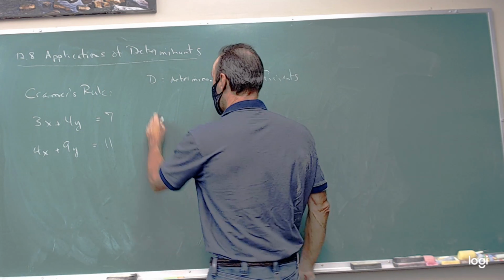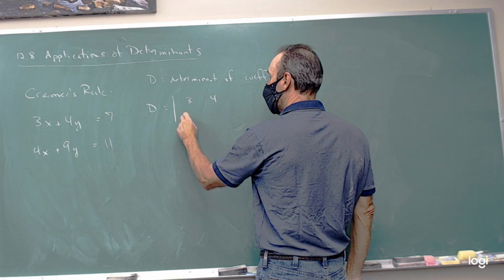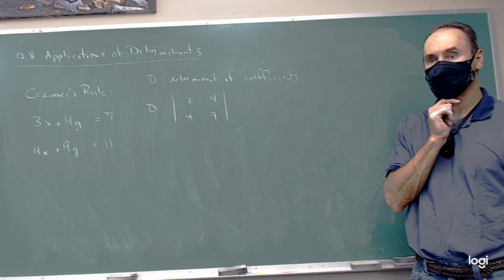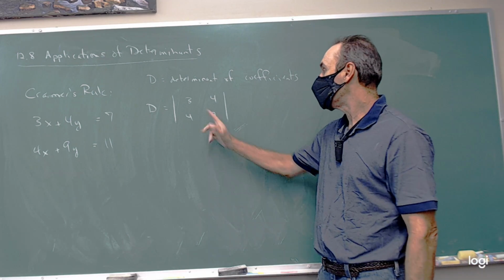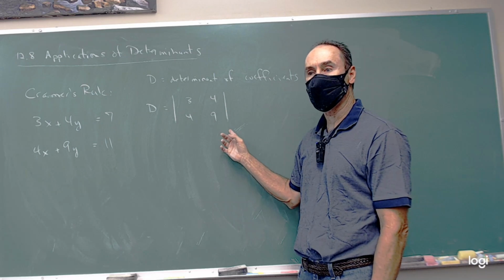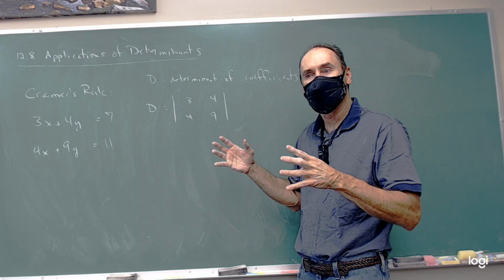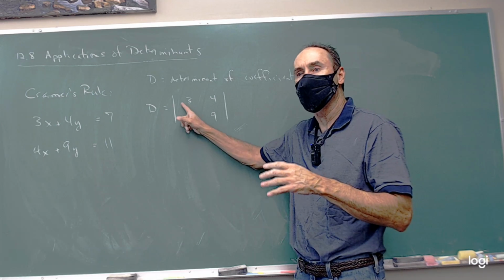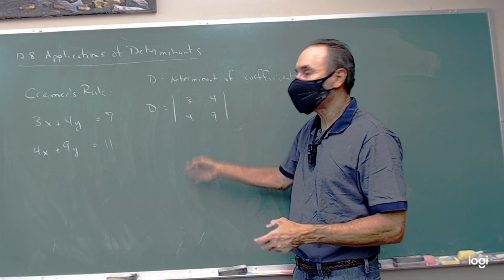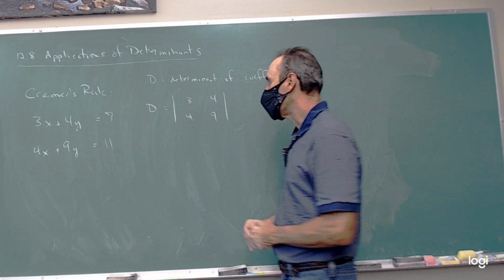Their coefficients form a 2 by 2 determinant. 3, 4, 4, 9. Okay? You can see row 1 is the first equation, row 2 is the second equation, with just the essentials. We don't need those placeholders. We know that's the x coefficient, y coefficient by where it is. We see the x coefficients in column 1 and the y coefficients in column 2. We'll get back to that.